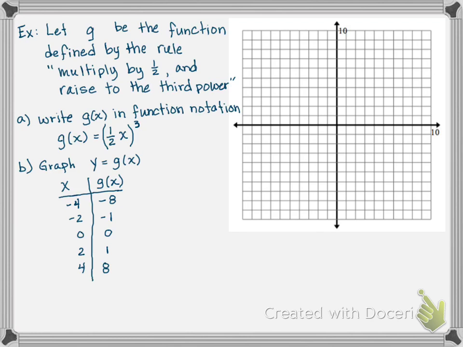So I've got my points. It's 1, 2, 3, 4, 7, 8, -2, 1, 0, 0, 2, 1, and 4, 8.